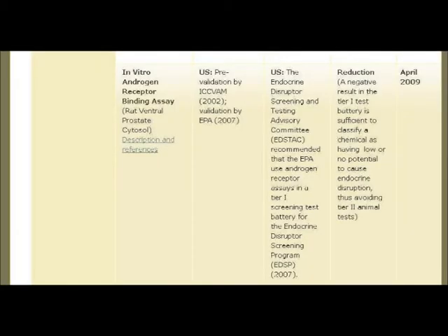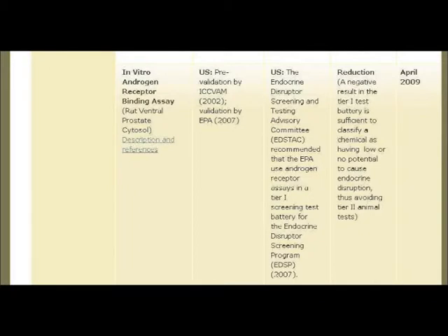This alternative test is called in vitro androgen receptor binding assay, and in brackets it says rat ventral prostate cytosol. So this sounds like it's not a totally non-animal test, because I imagine they're using the cells from a rat to use in the in vitro test. So although the rat is not going to be experimented on live, as is the case in a lot of the tests obviously, it still loses its life in order that this test can take place.